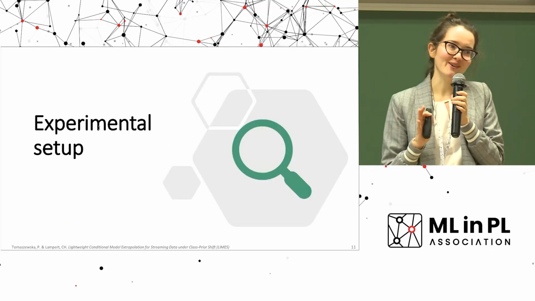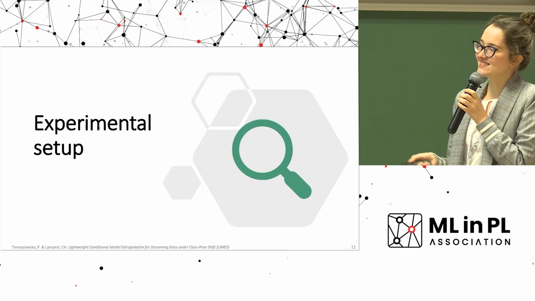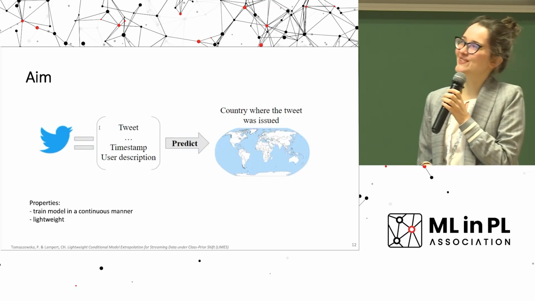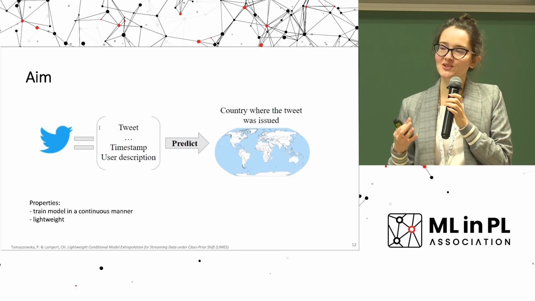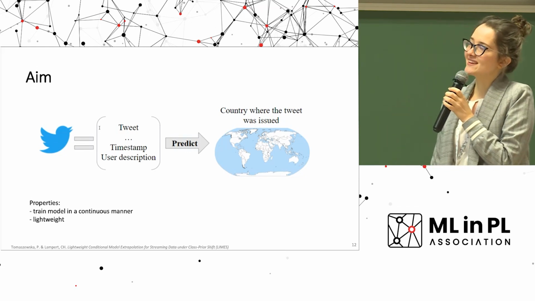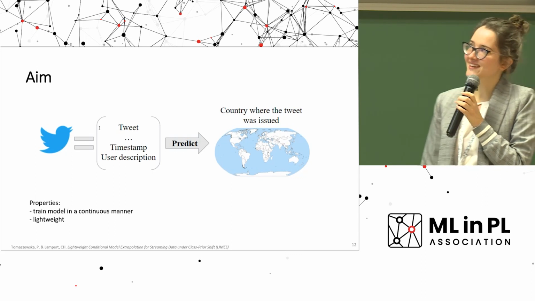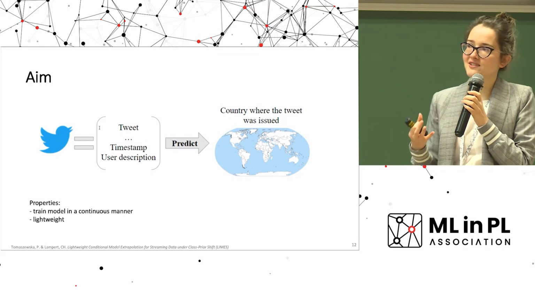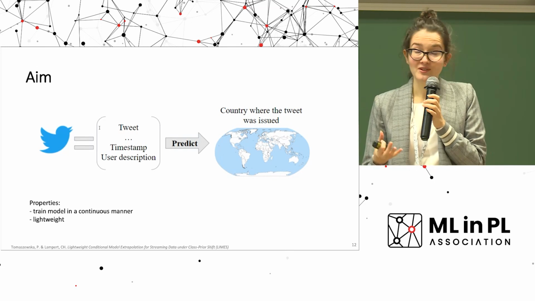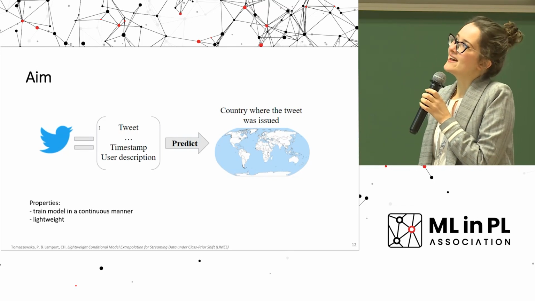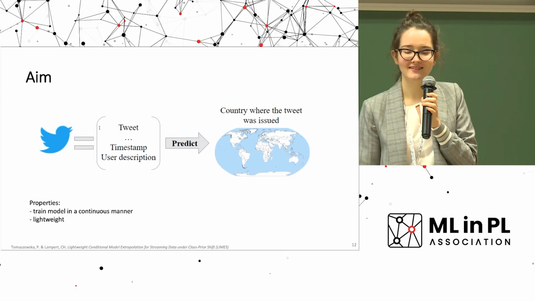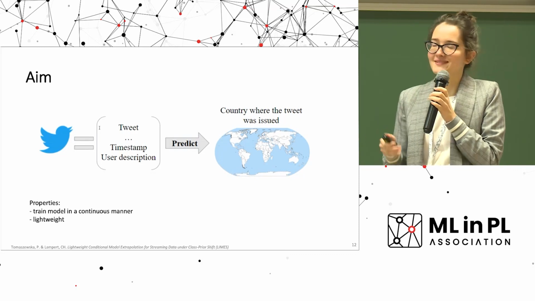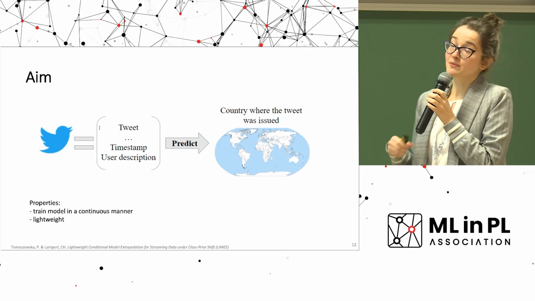Okay, so this is all about the theory. Now let's move to the experimental setup, and maybe the results, I hope, will be convincing. So what was the setup? We decided to analyze data that experiences quite a lot of changes over time, which is data from Twitter. We know what posts are issued, we know some metadata of the post and the text of the tweet, and we predict the country where the tweet was sent. It seems like quite an easy setup, but we also put some constraints on it.